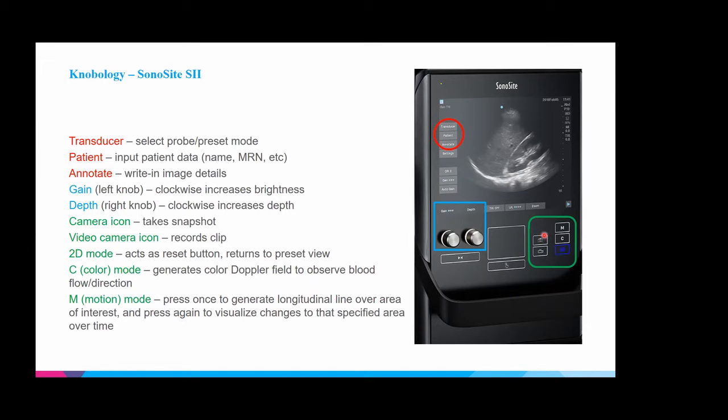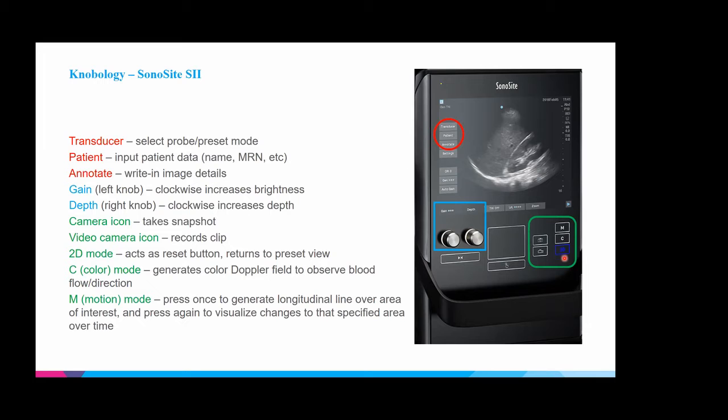We just have phones that do both of these, but the video camera icon will record a clip, and it'll depend on the settings of the machine, whether it's 2 cycles up to 6 seconds clip. And then these are going to be your common modes. Your 2D echo is going to be your basic mode of echo. So if you always want to reset what you're doing and go back to your default settings, you can just hit this 2D echo button.